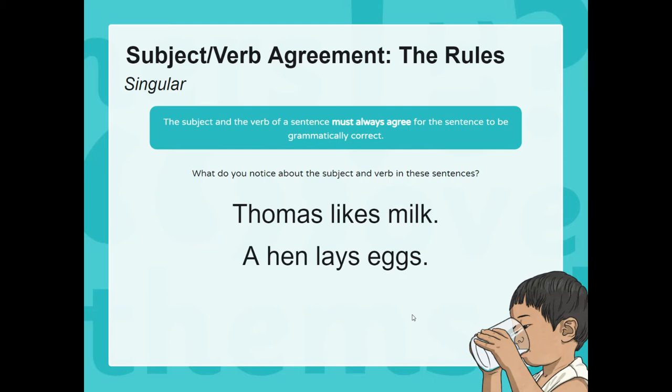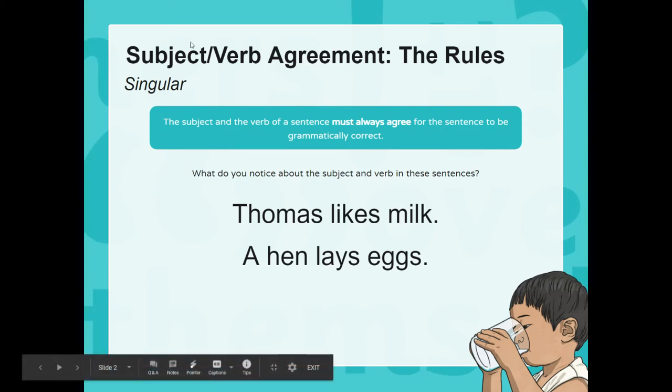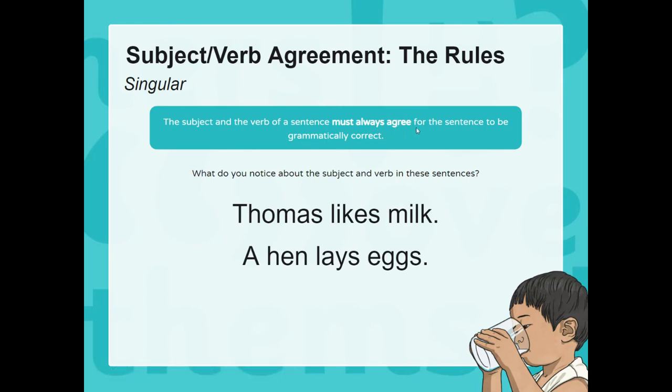Hello and welcome back. Now you should have written down on your piece of paper what it means by the word singular and what it means by the word plural. Singular meaning single, meaning one. Plural meaning multiple, so meaning more than one. So we know that the subject that I asked you to write down and the verb of a sentence must always agree for the sentence to be grammatically correct. So can you write down on your piece of paper what you notice about the subject and the verb in these sentences? Remember to pause the video and then come back to me.